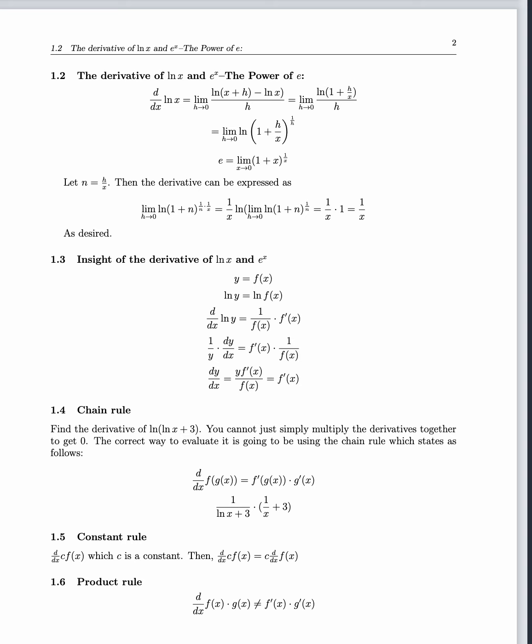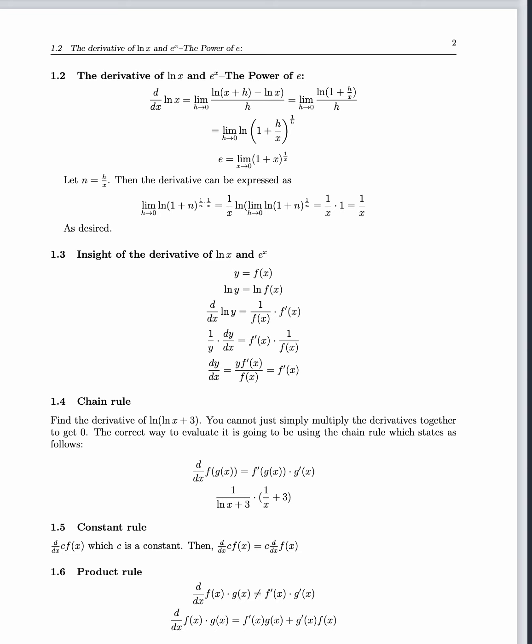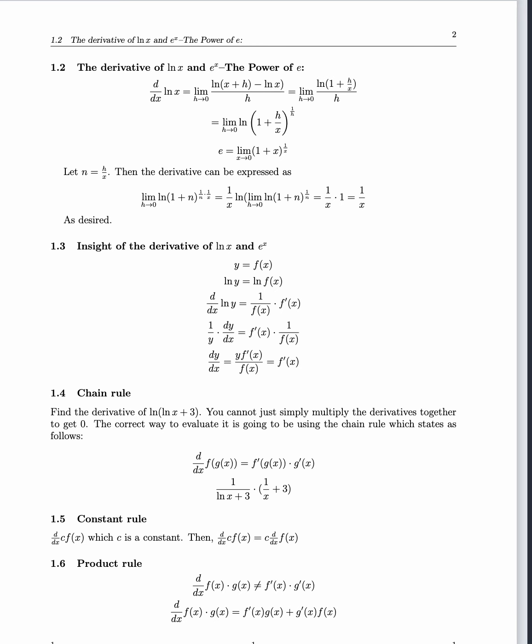So instead, d over dx of f of x times g of x is actually going to be equal to f of x times the derivative of g of x, plus the derivative of f of x times g of x. So basically, you take the derivative of one and keep the other, and then plus the other way around. So the order doesn't really matter in the product rule. But now let's go to the next one, which is the quotient rule.